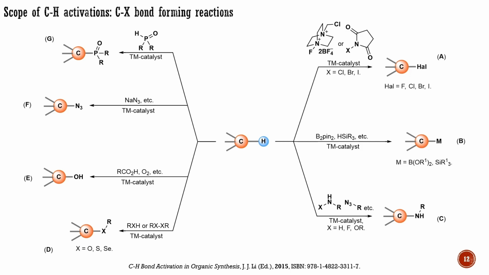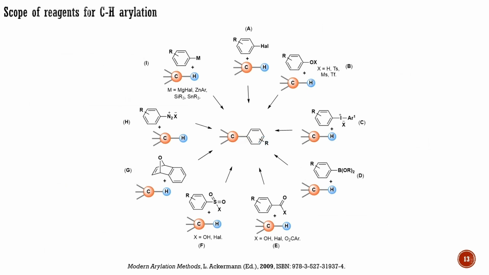Each of these transformations deserves a separate lecture. In what follows, I will present several examples describing some of these CH functionalizations. Here, I want to briefly describe the range of reagents suitable for a given CH transformation. This should give you an idea of the amount of work that has been done in CH activation within the last few years. Here, the scope of reagents suitable for CH arylation is presented.